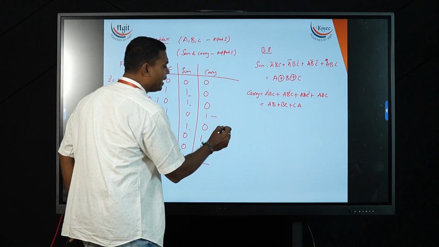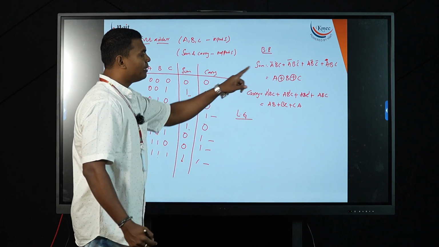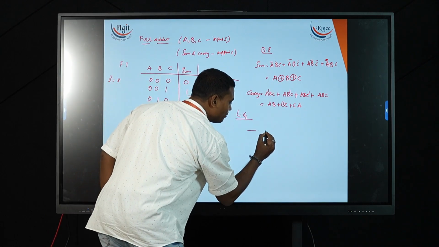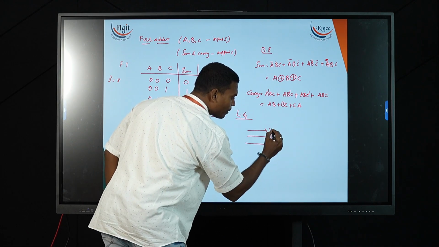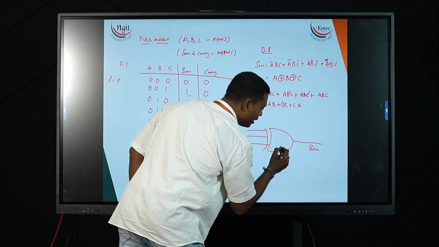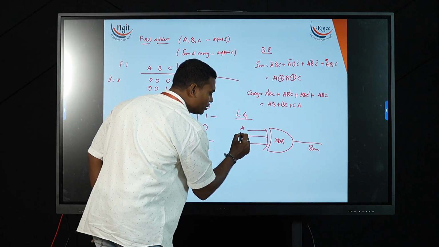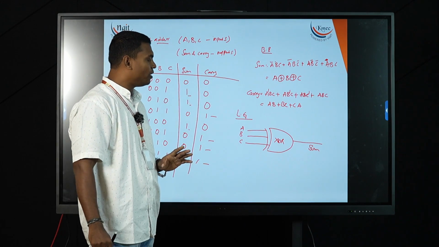Let us see the logic diagram. Now, for the sum expression, an exclusive OR operation between A, B, C means I should have 3 terminals going into an XOR gate, which gives me some value. With inputs A, B, C, it gives me the sum output. That is the logic diagram for the sum expression.